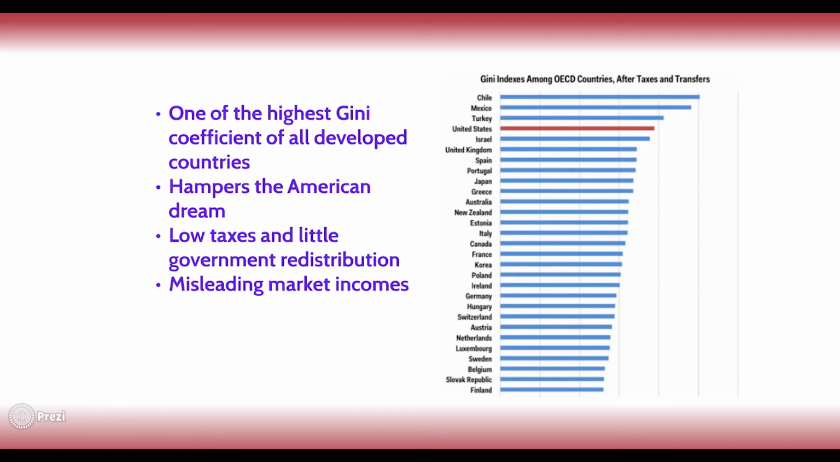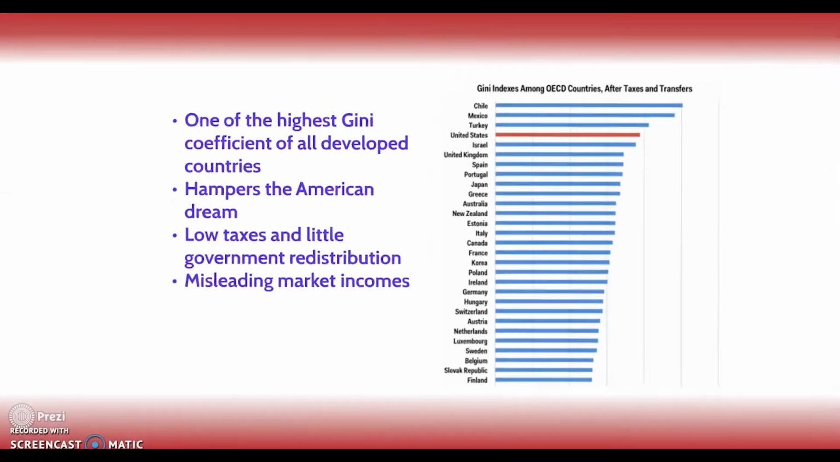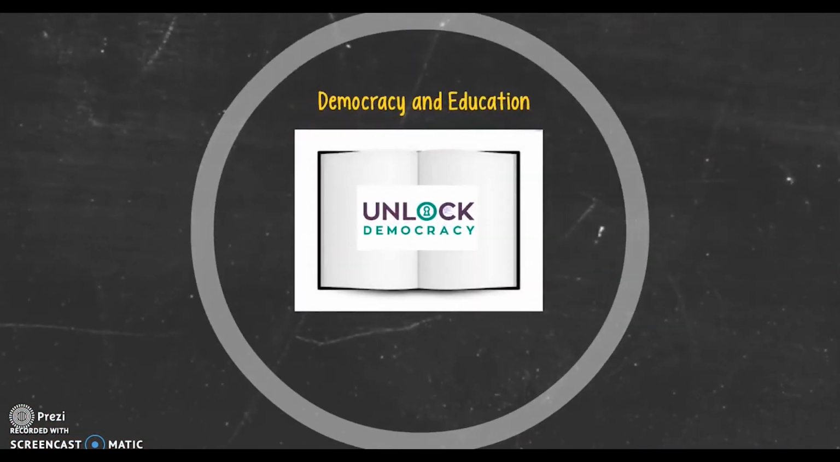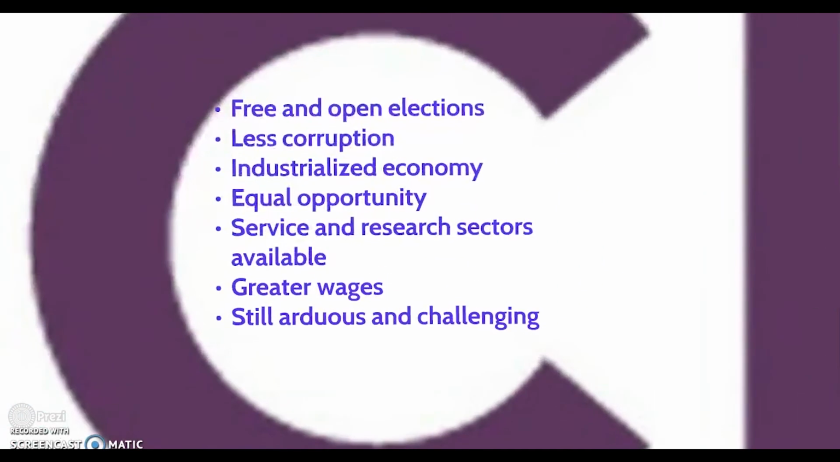Meanwhile, in the US, many older households have positive market incomes, where similar households in other countries have no or little market income. For developing countries to achieve income equality, they must strive for two things: democracy and education.